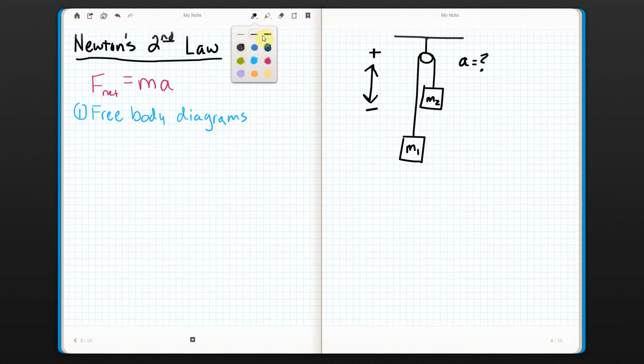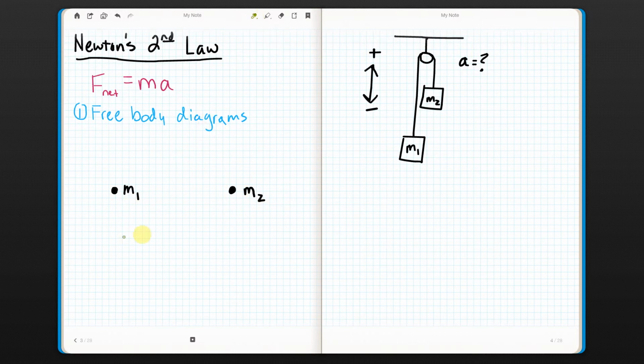Okay, so a free body diagram is when you reduce an object down to just a dot to represent the object. Usually we label it with its mass. This is M1. And we write arrows to represent the forces acting on that object only. Now I've got two objects connected by a rope, which means I need two separate free body diagrams. Okay, so I'm going to have M1 and M2.